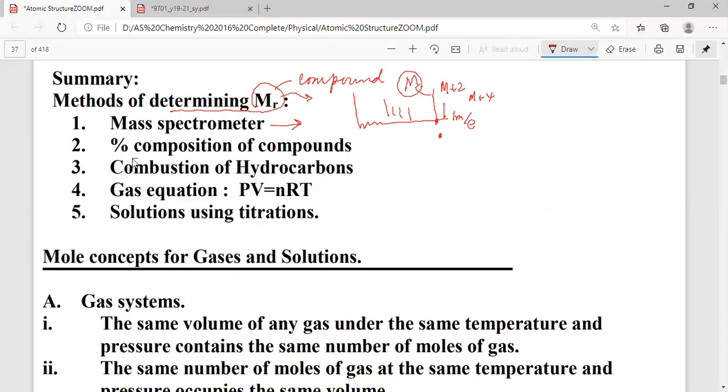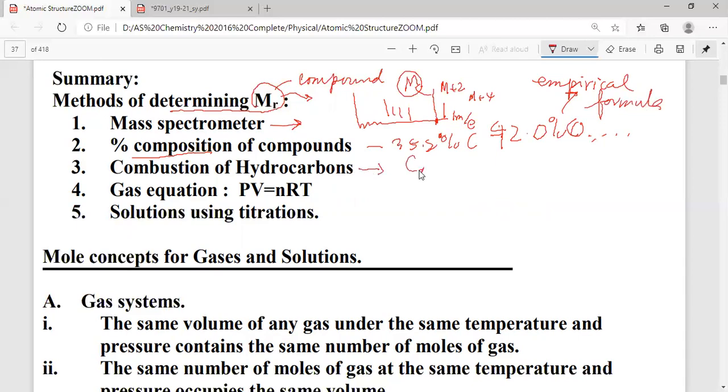Then we did percentage composition, where for example 35.2% of carbon, 42% of oxygen and so forth. Here you find the empirical formula. And of course we did combustion of hydrocarbons as well: CxHy plus (x plus y over 2) O2 and so forth.